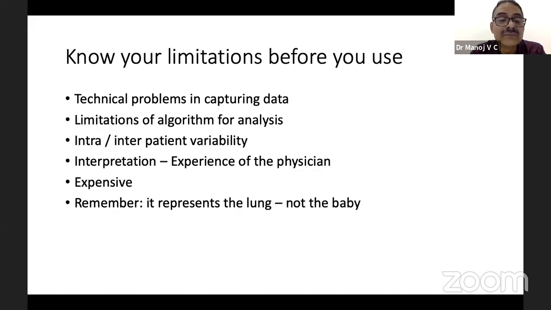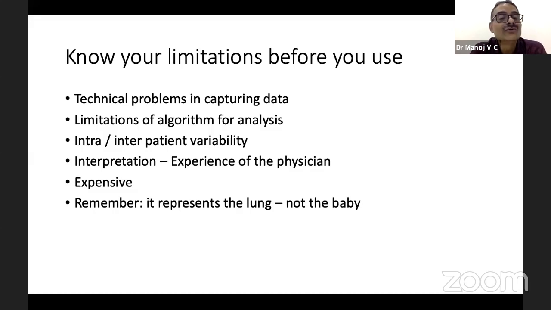From patient to patient, the graph may look different because all lungs are not the same. And within the patient also, with different lung conditions, the graphics may be different. So again, this intra- and inter-patient variability is always there for pulmonary graphics. And of course, it is like any other tool. The interpretation is done by the brain, so the experience of the physician matters. A stethoscope hears only what is there between the two earpieces. The same phenomenon is here, so experience of the physician holds good.